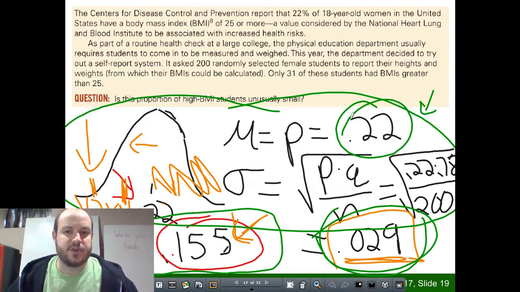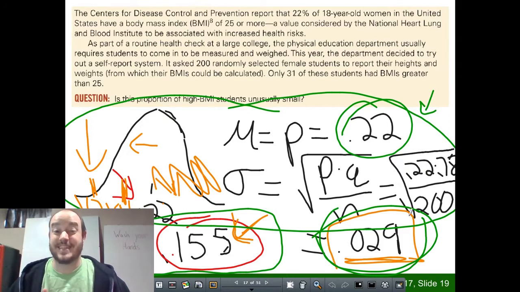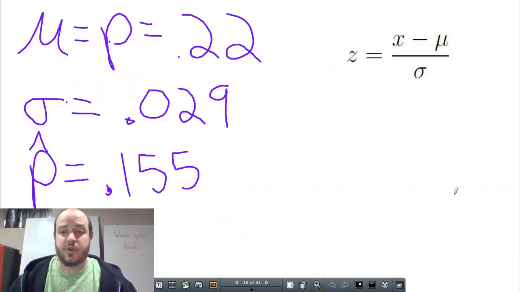Now, you can see here, remember we had found the mean to be 0.22. That came directly from the question. We used this formula right here to find our standard deviation. And we also found the proportion of our sample, which was 0.155. Now, this slide is extremely messy, and I want to focus today on looking at z-score. So we're going to pull the important information with us.